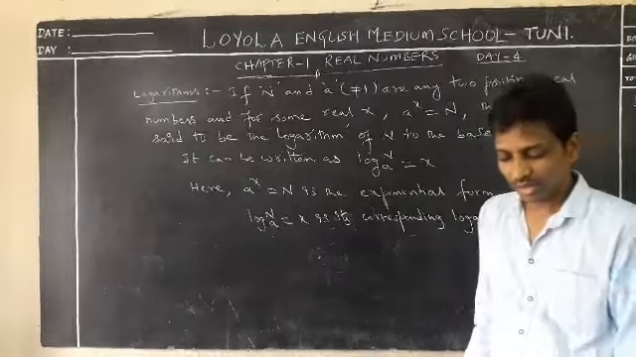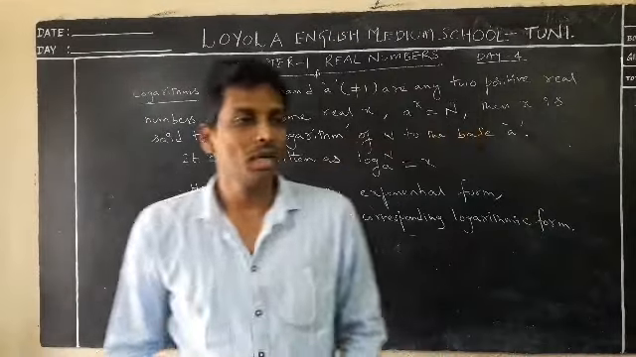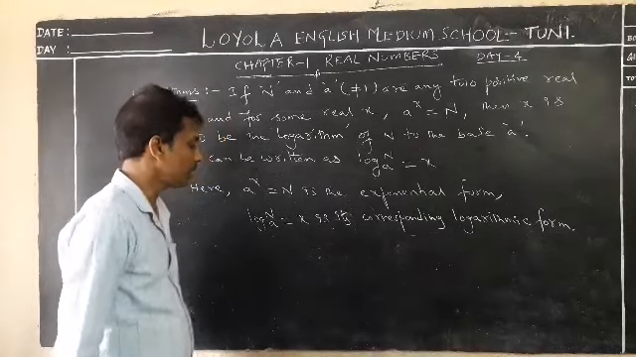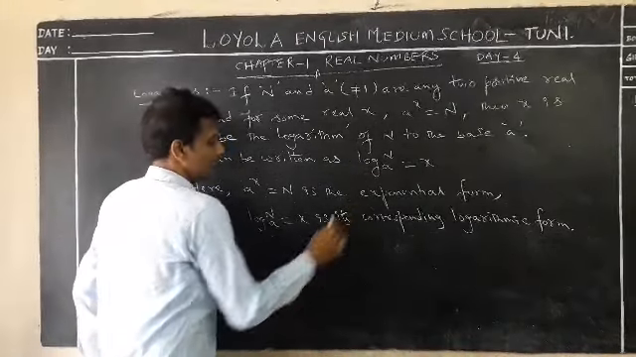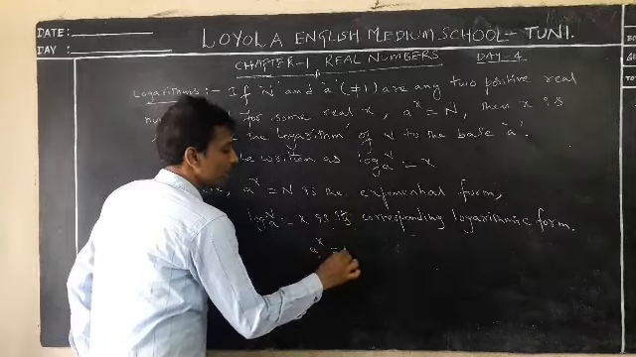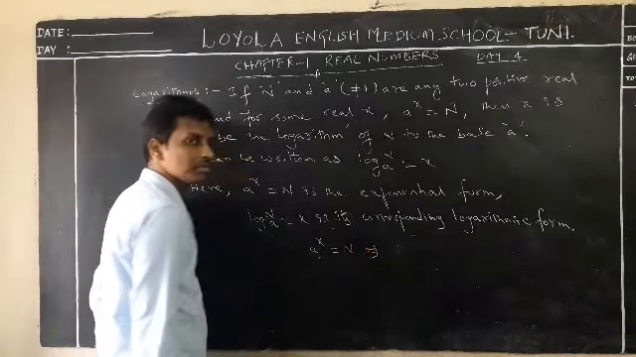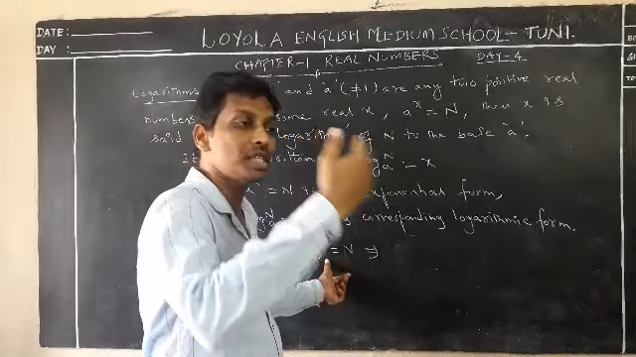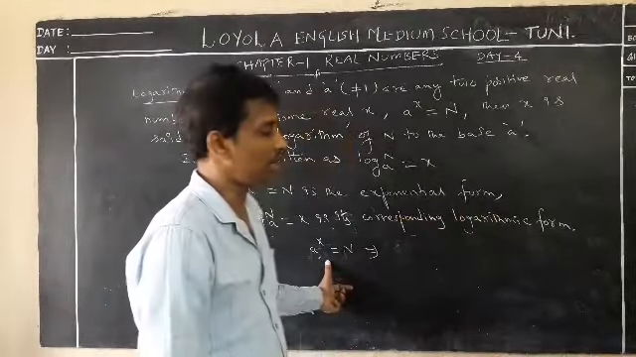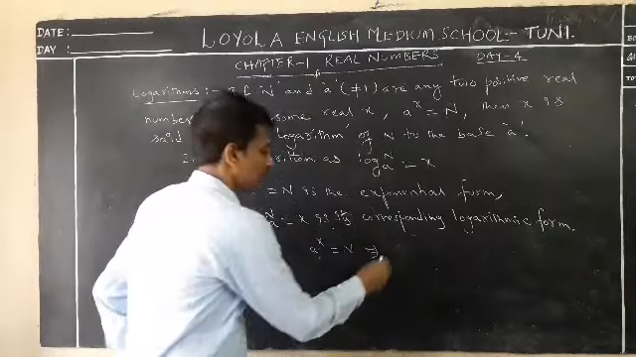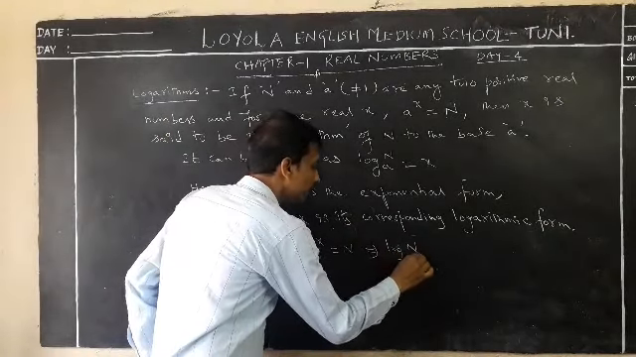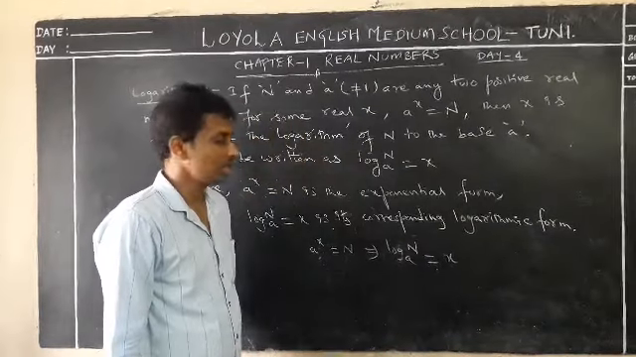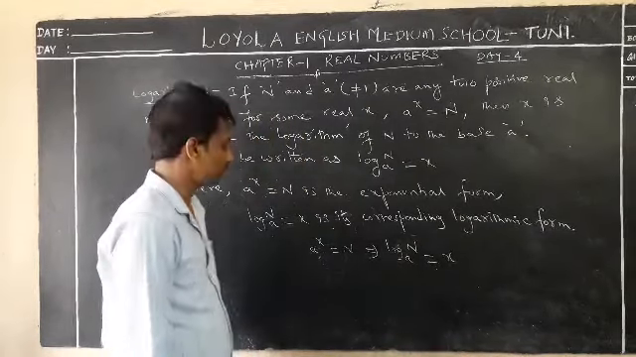Let me explain through some examples. a power x is equal to n is the exponential form. When this exponential form changes to a logarithmic form, how does it change? Log n to the base a equal to x. Let us see one example.